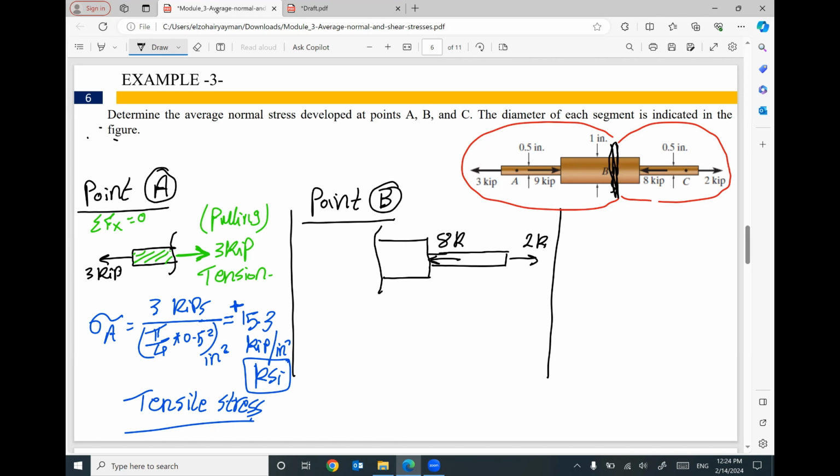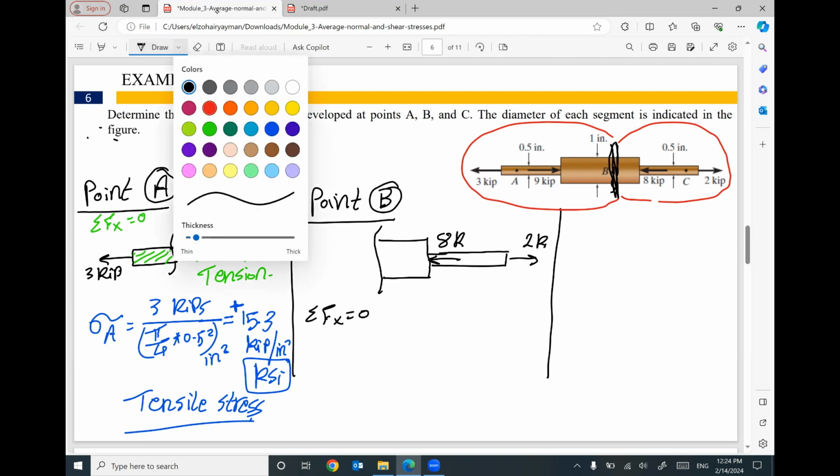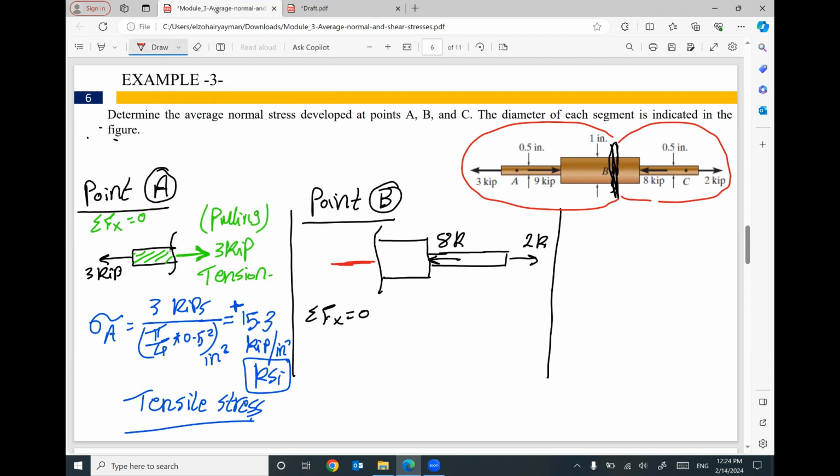To make sure the summation of F of x equals 0, to make sure we have equilibrium, with this 2 and this 8, that means I must have another 6 kip in this direction. So this 2 and this 6, both of them to the right, will be 8, and this 8 to the left, so we have equilibrium. This force, 6 kilonewton, I'm sorry, 6 kip, related to this part or this cross section or this cut, it's pushing.